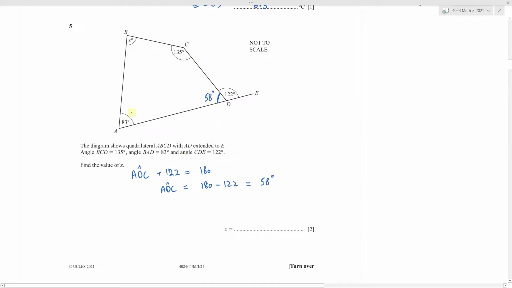Now you can add up all these angles of this quadrilateral, and they should add up to 360 degrees. So X plus 83 plus 58 plus 135. Sum is 360. So if I add these together, 8 plus 3, 11 plus 5, 16, 1 carry, 9, 9 plus 5, 14, 14 plus 3, 17, 17, 1 carry, which is 276. So X plus 276 equals 360. So X will be 360 minus 276, which is 84 degrees. So your value of X here is 84 degrees.